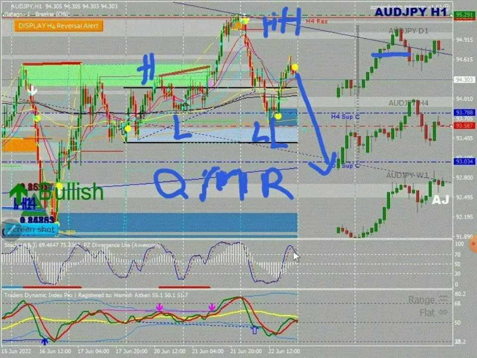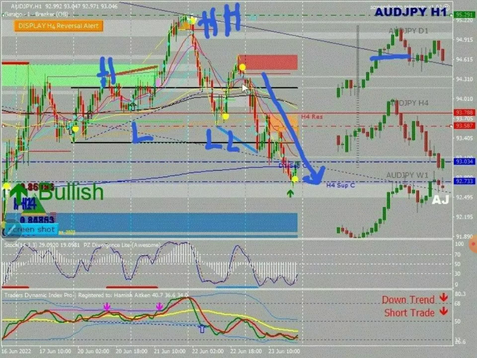Number one, the stochastic has to be overbought level. Once again, high, low, higher high, lower low. We broke this low and pull back. Point of interest, EMA or fair value gap. So let's see what's happened. Okay, you can see the outcome. So the high, low, higher high, lower low, pull back and continue. So that's the structure for QMR.